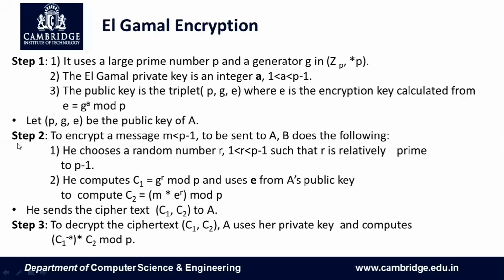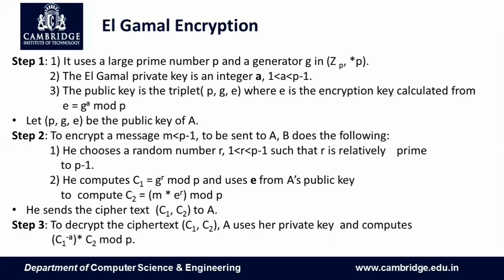Step 2, encryption. Encryption means you need to encrypt some message. That means you should convert the plain text to a cipher text. Let us take one example, Bob and Alice. Bob wants to send some message to Alice, so Bob should use Alice's public key in order to encrypt the message.